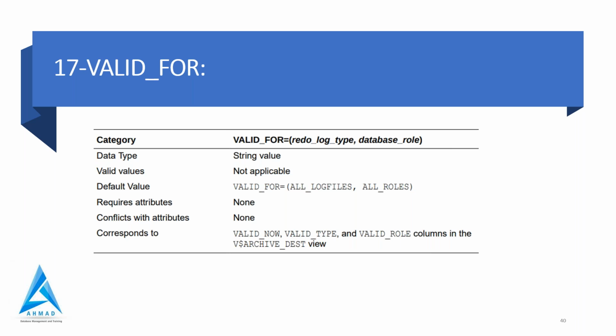If you do not specify the valid_for attribute for a destination, by default, archiving of online redo log files and standby redo log files is enabled at the destination. You can specify like this: log_archive_dest_1 location equals path, then valid_for equals (all_logfiles, all_roles). So this is the way you can define it.